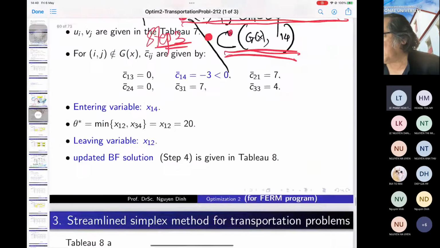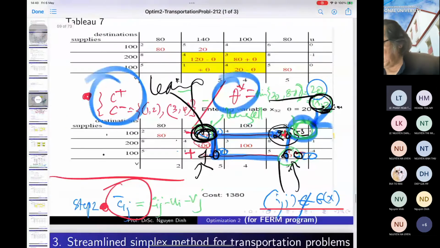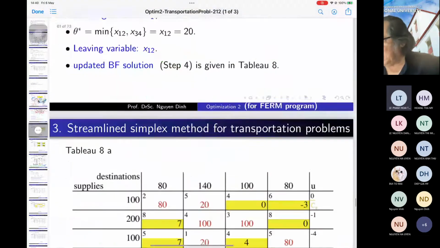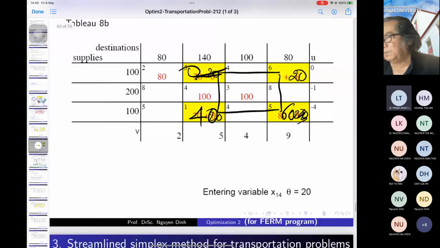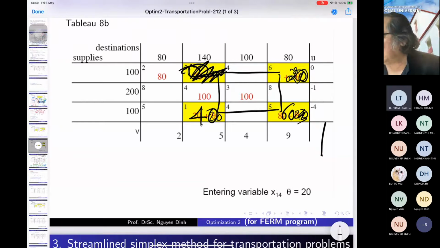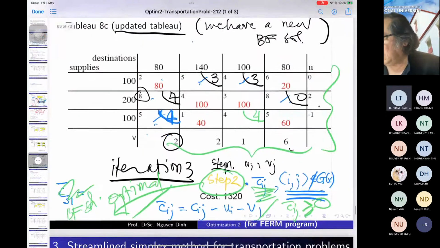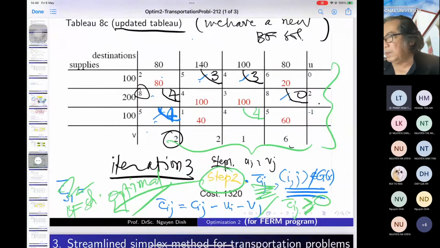Where is it? This one is 100 here. This becomes 0, this becomes 20, this becomes 60, 40, and then you update the tree by deleting this, and then you have this. Updated the tree, and you have the new updated table here. That's all. I finished iteration 2.